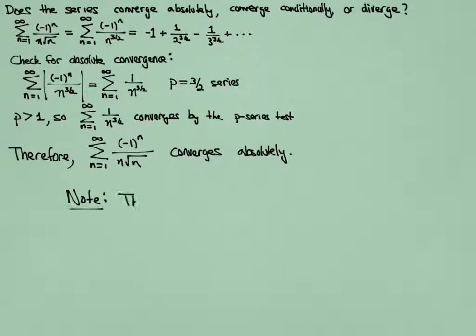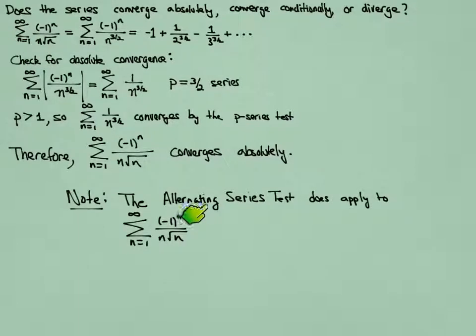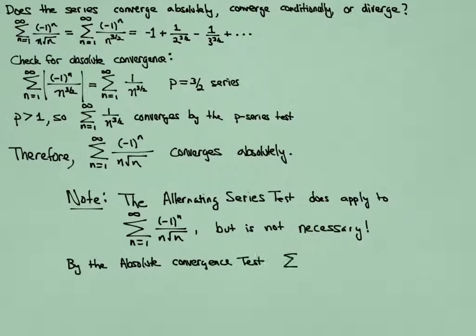It's worth noting here that the original series that I started with, which I'm alternating, could have been shown to converge by the alternating series test, so in fact that does apply, but it wasn't necessary to use the alternating series test here. It's a consequence of the absolute convergence test that if my series converges absolutely, which I showed above, then my original series must also converge.